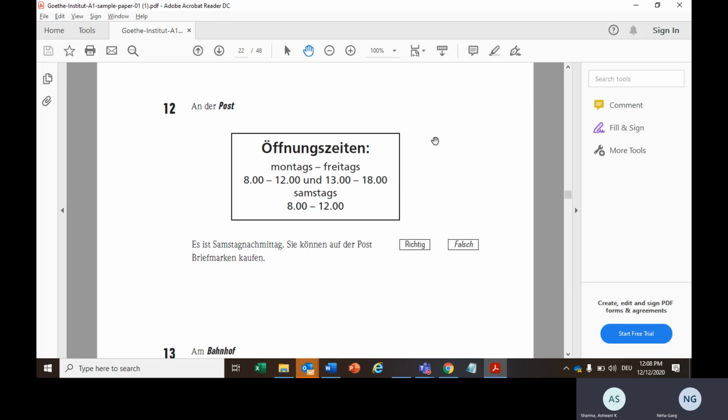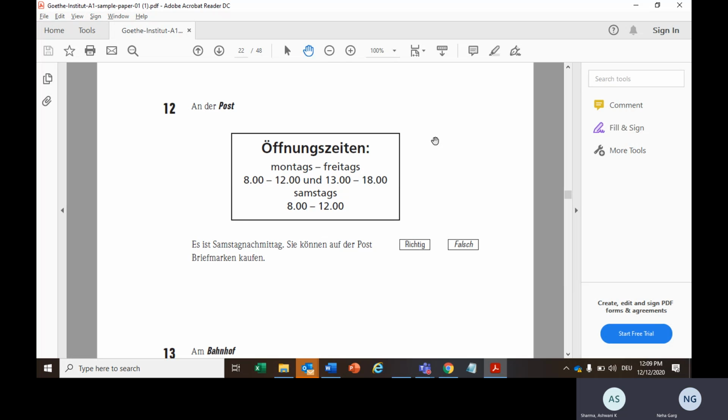Sie können auf der Post Briefmarken kaufen. Okay, so as it is Samstag, it is Saturday, Nachmittag, like late afternoon. Und Sie können auf der Post Briefmarken kaufen. And you can buy, the Briefmarken are like stamps. So can you buy? Können, na? Can, right? That is correct. You can buy Briefmarken at the post office.